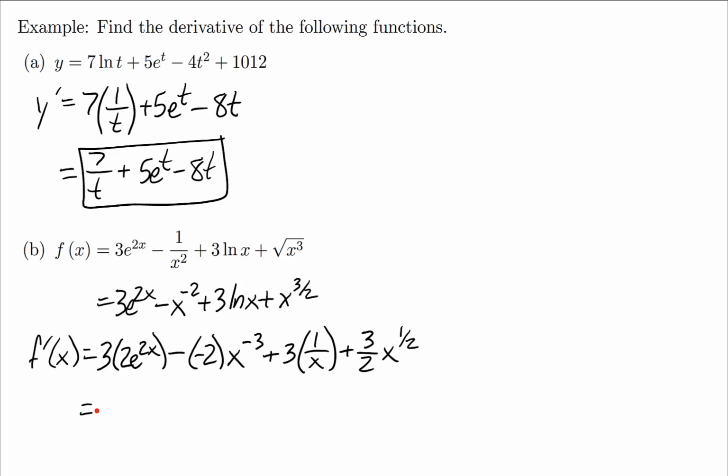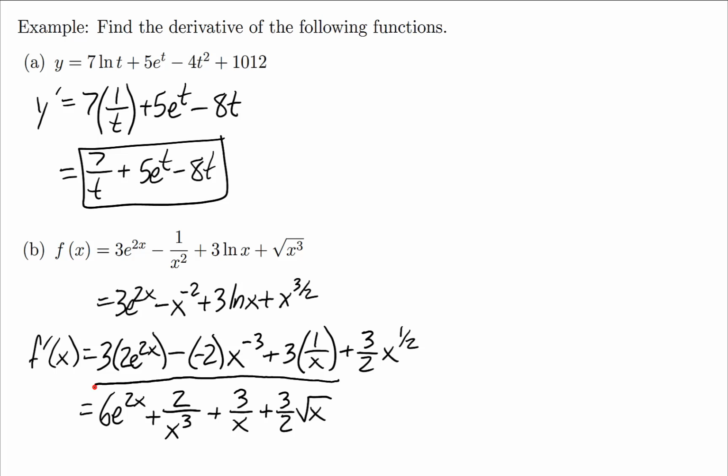So just to do some cleaning, I'm going to say 6e to the 2x. This is going to become a plus 2 over x cubed. I'll bring that back down. We'll say plus 3 over x. And then for the last one, I'll say plus 3/2 square root of x. And that'll be my final answer for this derivative.